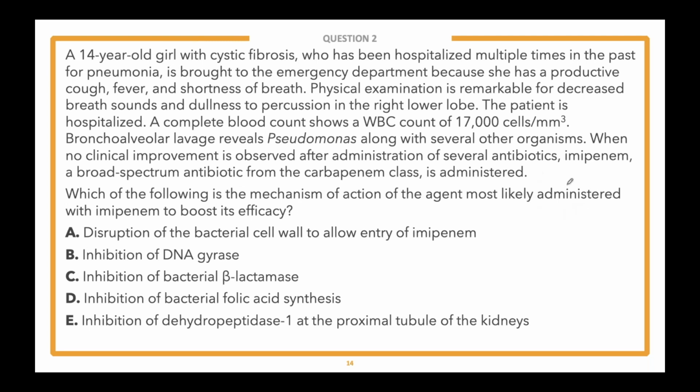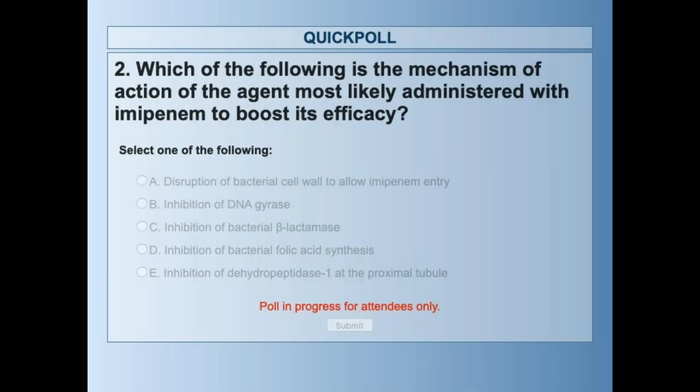So E, inhibition of dehydropeptidase 1 at the proximal tubule of the kidneys. D, inhibition of bacterial folic acid synthesis. C, inhibition of bacterial beta-lactamase. B, inhibition of DNA gyrase. Or A, disruption of the bacterial cell wall to allow entry of imipenem. So go ahead and put your answer up in the poll, and that shows up on the screen now.